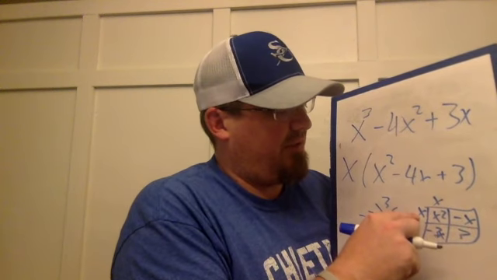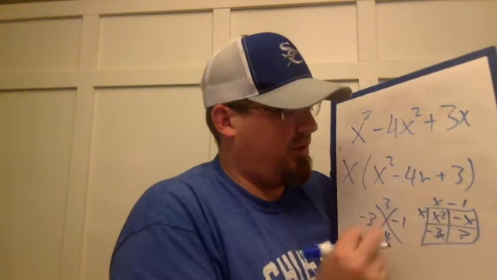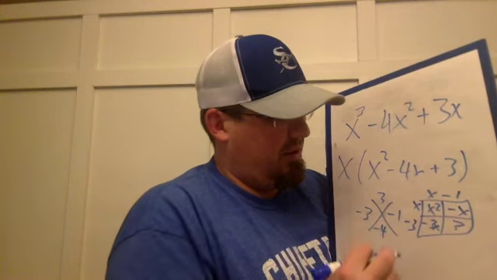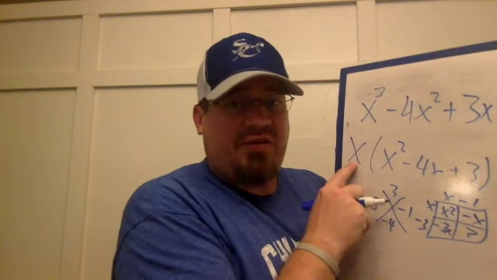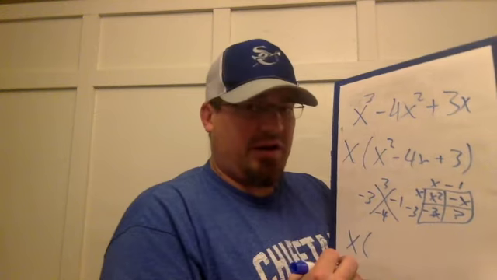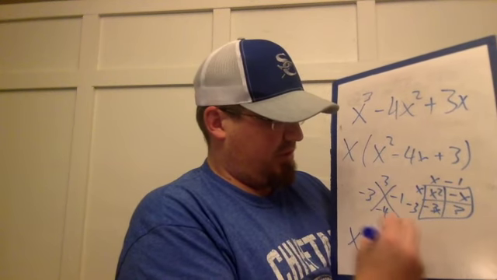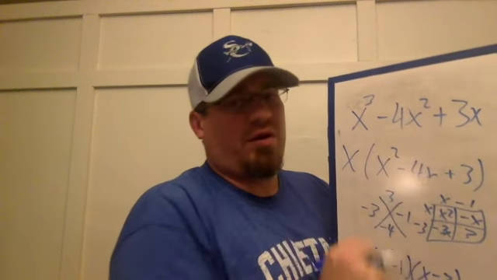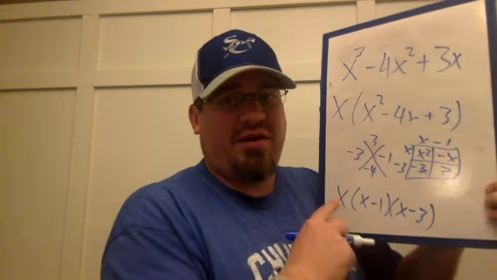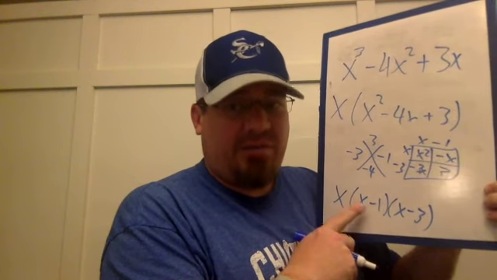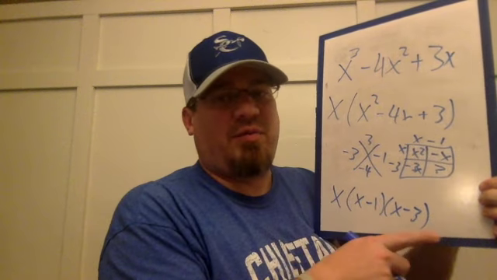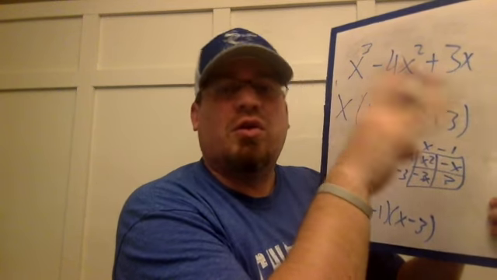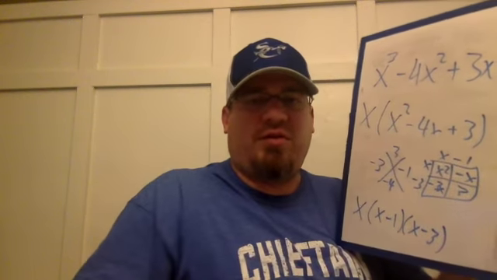What value times x gives me negative x? That'd be negative 1. And what value times x gives me negative 3x? That'd be negative 3. So now, I factored this x out, so it comes down in my final answer, and then I have x minus 1 times x minus 3. So this problem up here, x cubed minus 4x squared plus 3x, when it's completely factored, ends up being x times x minus 1 times x minus 3. So first step in factoring is always look and see if everything has a common term.